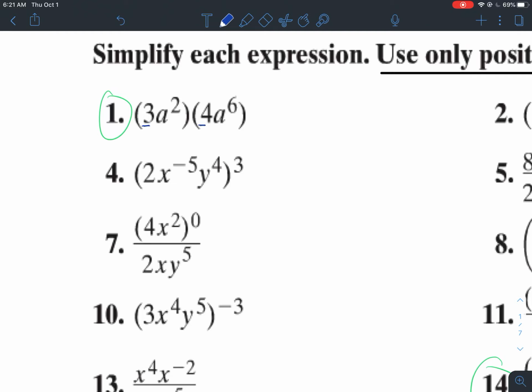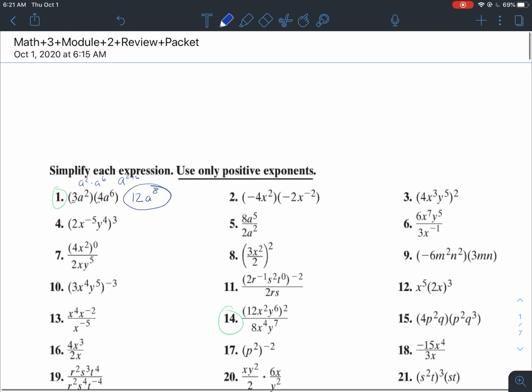So you need to multiply the bases, which gives us a 12. And then when we do a to the power of 2 times a to the power of 6, we have to use that multiplication property where we add them. So it would be a to the power of 2 plus 6, which is going to give us a to the 8th. So that would be our answer for number 1.